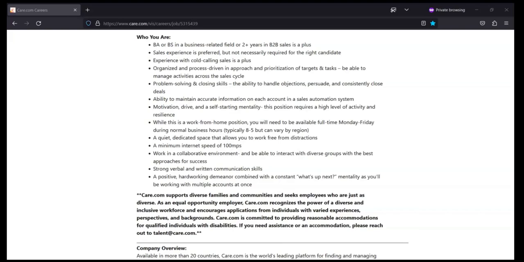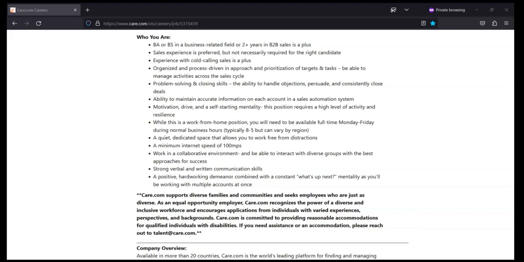Problem solving and closing skills, the ability to handle objections, persuade, and consistently close deals, ability to maintain accurate information on each account in a sales automation system, motivation, drive, and a self-starting mentality. This position requires a high level of activity and resilience. While this is a work from home position, you will need to be available full-time Monday through Friday during normal business hours, typically 8 to 5, but can vary by region.